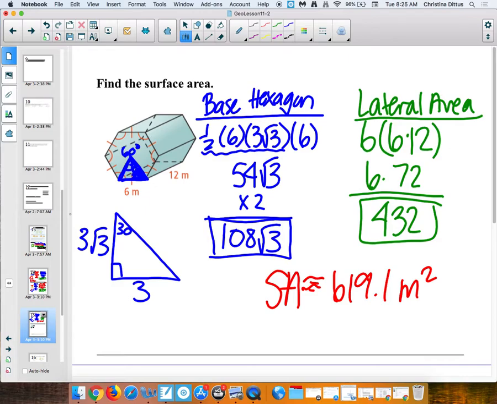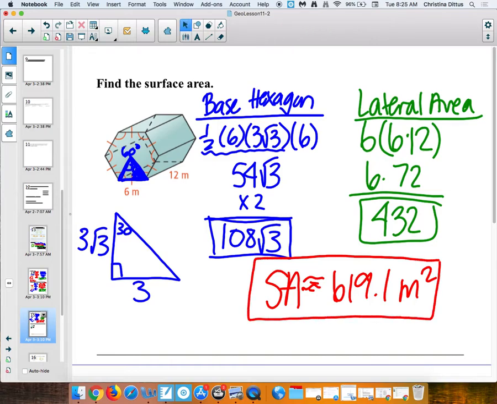Did you get it? What did you get? 619.1.